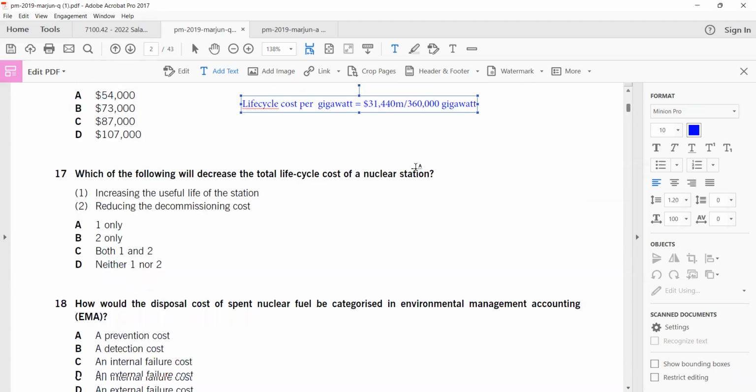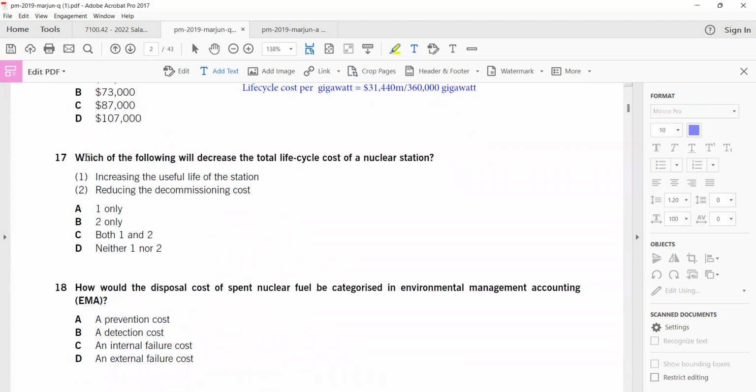Question 17 says, which of the following would decrease the total life cycle cost of a nuclear station? Is it about increasing the useful life of the station, or is it about reducing the decommissioning cost? Which of the following would decrease the total life cycle cost of a nuclear station?